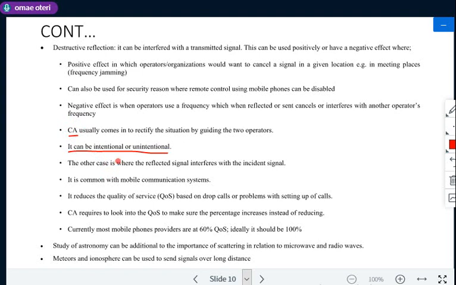So you talk about scattering, which is quite similar to reflection as we have indicated. So mobile communication systems and the quality of service will reduce. In this case, you need to make sure that something is done so that you avoid the interference from happening, and therefore increase the quality of service.